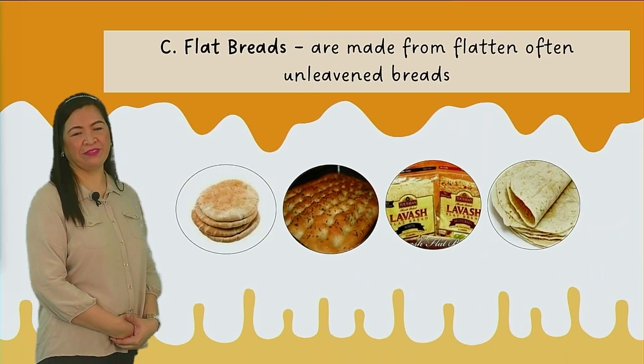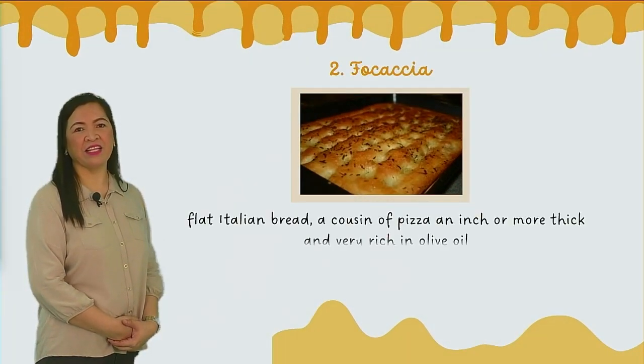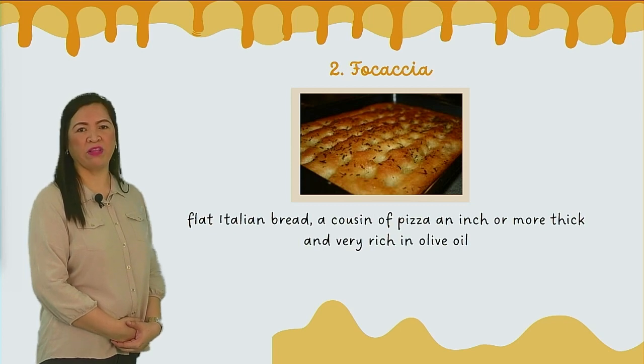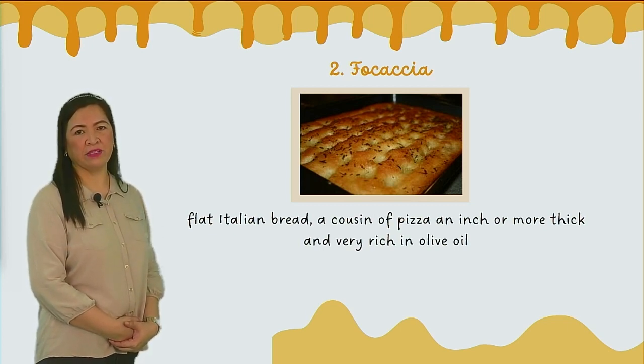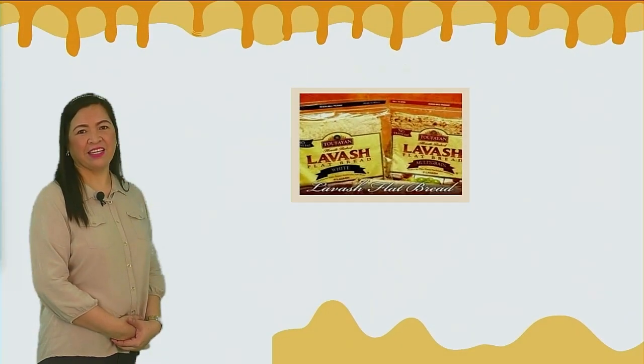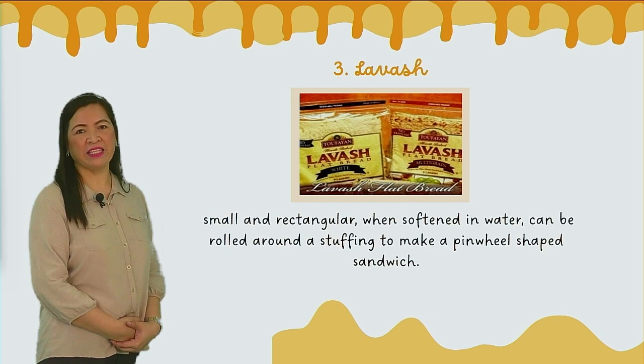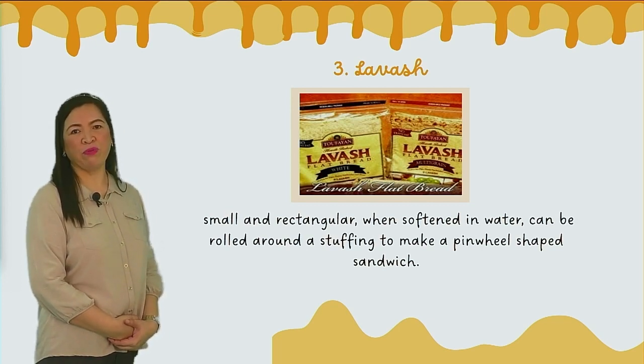Second is focaccia. These are flat Italian bread and called the casino pizza. Inch or more thick and very rich in olive oil. It is sold whole and cut into squares, split and filled. Third is lavash. These are small and rectangular flatbreads. When softened in water, can be rolled around as topping to make a pinwheel-shaped sandwich.